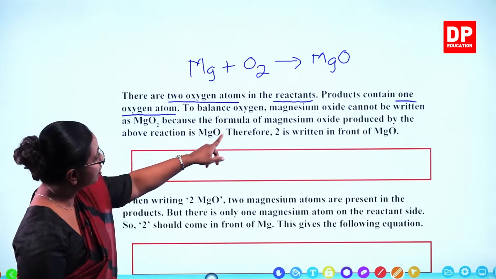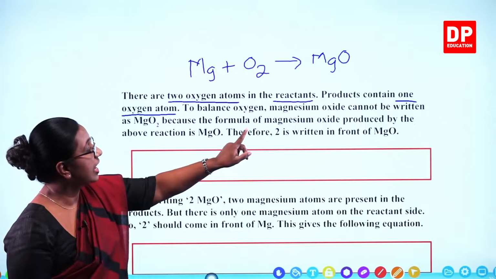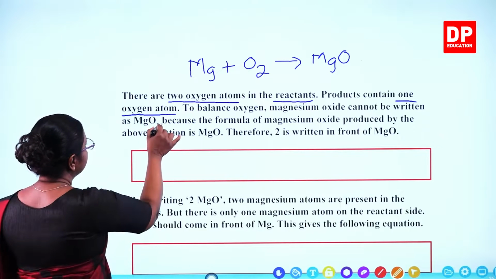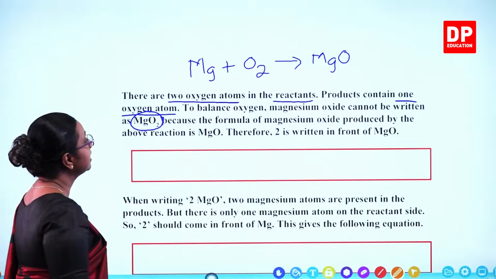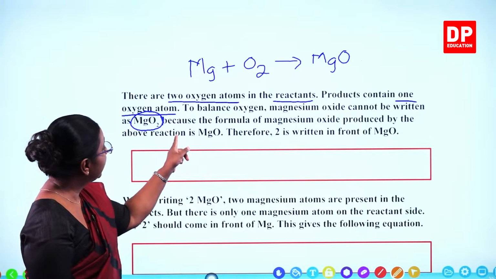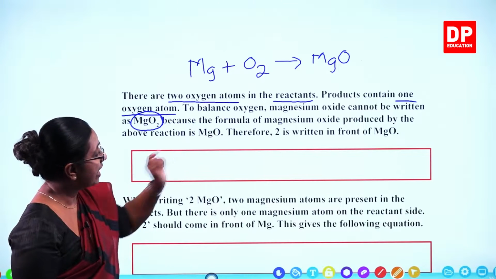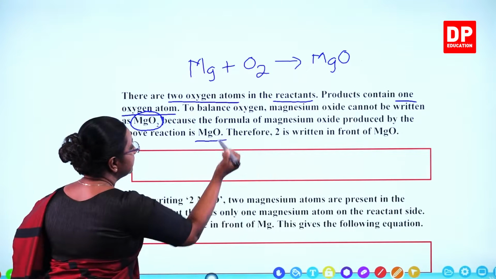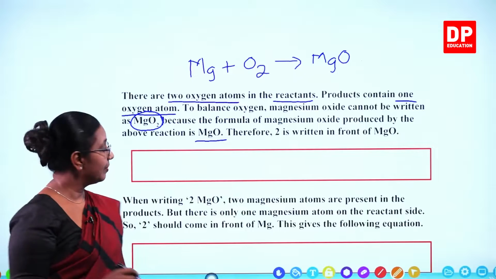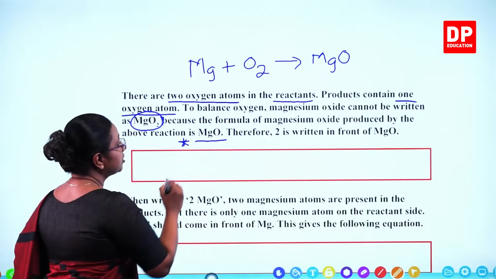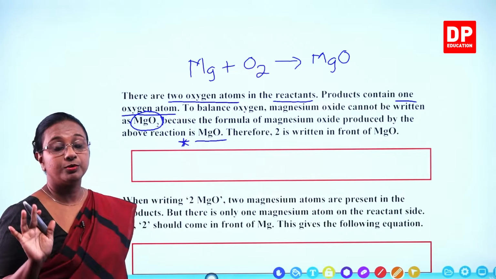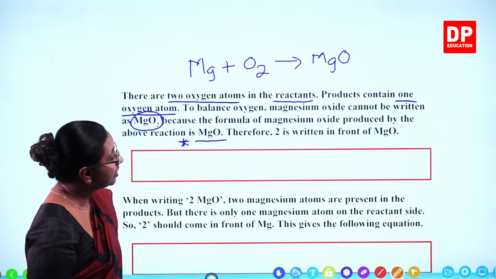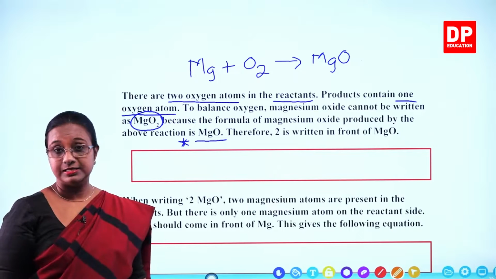So to balance oxygen, magnesium oxide cannot be written as MgO2. I explained this to you. You cannot write it as MgO2 because the formula of magnesium oxide produced by the above reaction is MgO. That's very important. You cannot change the chemical formula of a particular compound. Therefore, 2 is written in front of magnesium oxide.